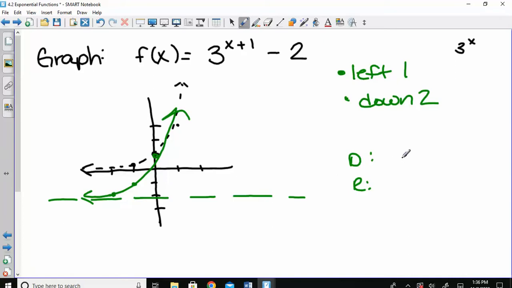What's my domain and range? Domain negative infinity to positive infinity. Range is -2 to infinity. -2 gets a parenthesis because we do not actually hit that value. All right. I want you guys to try.